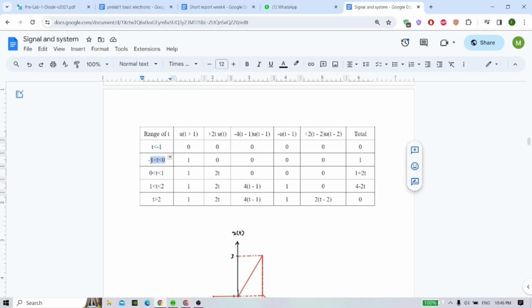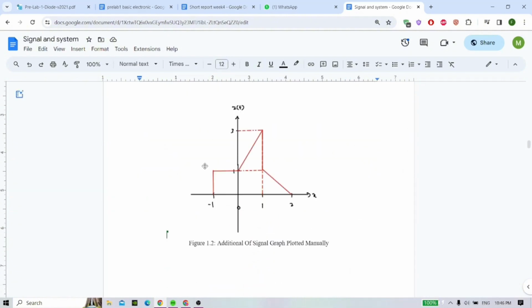But when t is between -1 and 0, the function u(t+1) will become 1. And we total up each value of the function. After that, we can plot the graph according to the range of t.